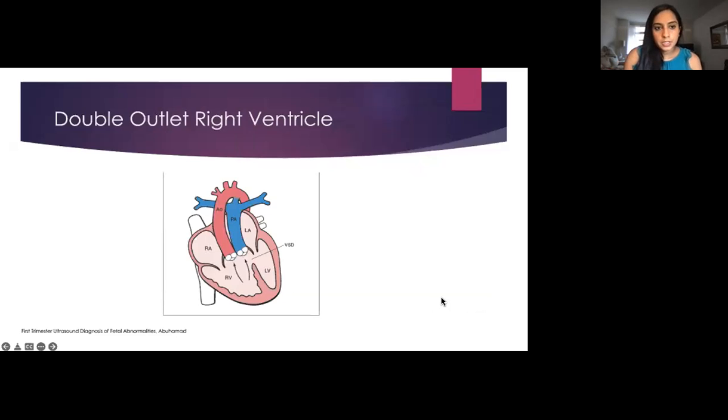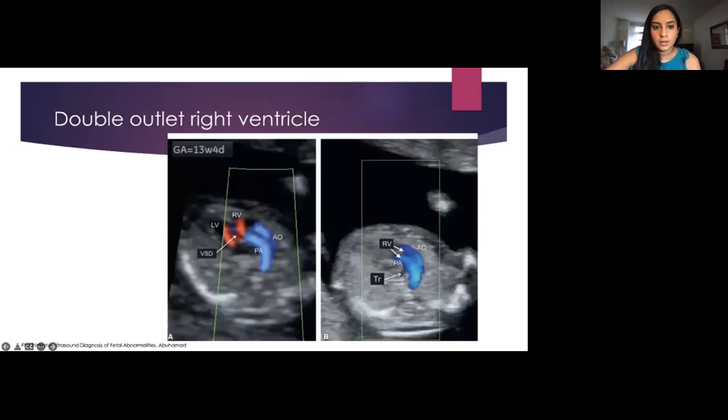Next, I wanted to talk about double outlet right ventricle. This is a family of complex cardiac malformations where you have both of your great arteries arising primarily from what is morphologically the right ventricle. So here you can see the pulmonary artery and your aorta arising from your right ventricle, and you can see that there's a VSD here as well. And then in B, you can also see the pulmonary artery and the aorta arising from the right ventricle in the 3-vessel trachea view.